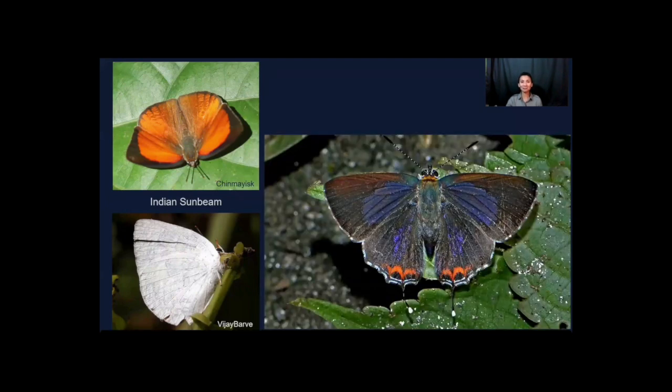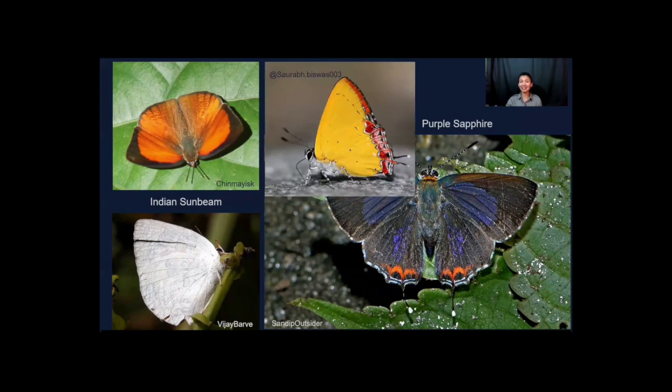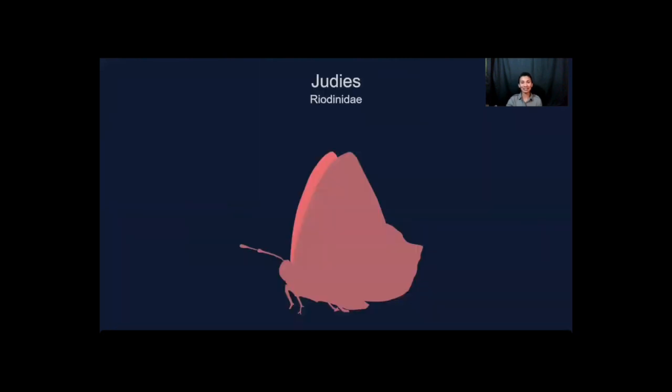Another interesting example is the purple sapphire. Beautiful upper wing pattern, also lovely glossy purple color with orange markings. And when it closes its wings, it is a completely different looking butterfly. Isn't it so beautiful? I hope you'll enjoy watching these. How fun it would be to look for some of them and even to find them and show them to your guests. Anyway, moving on to the next family, the Judies.